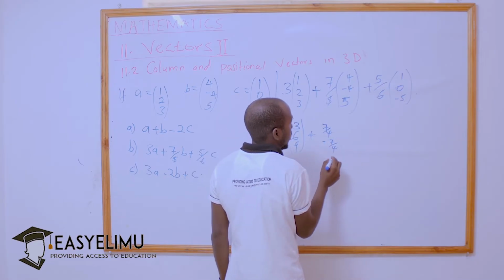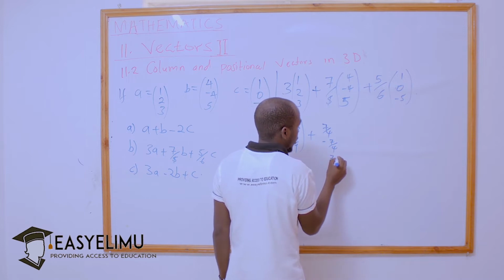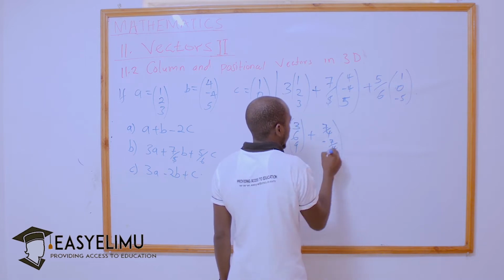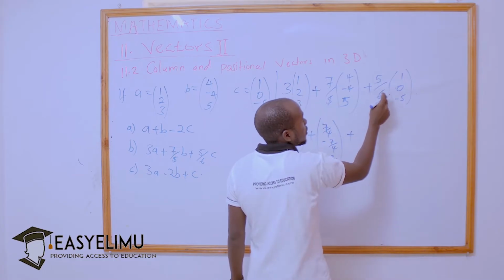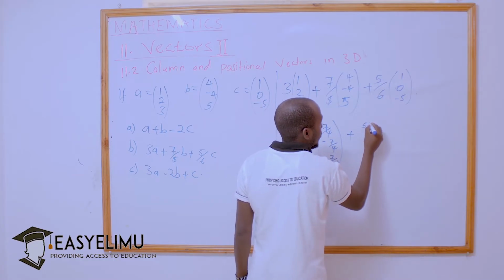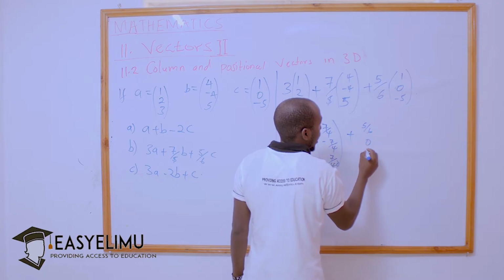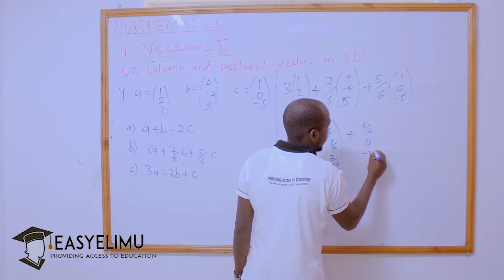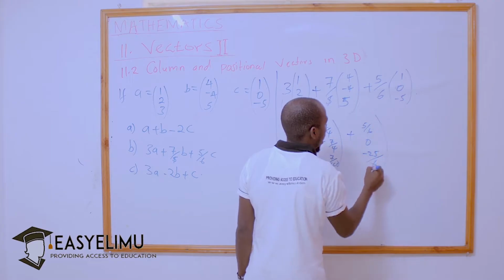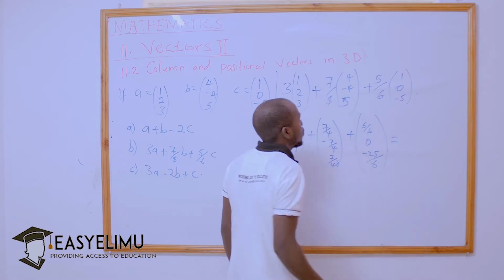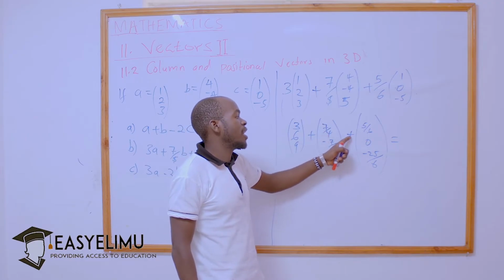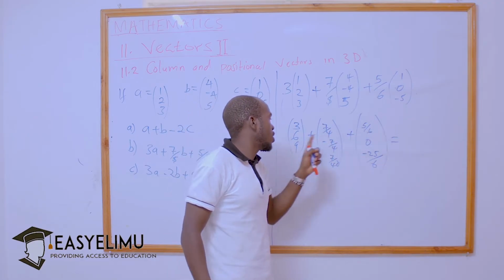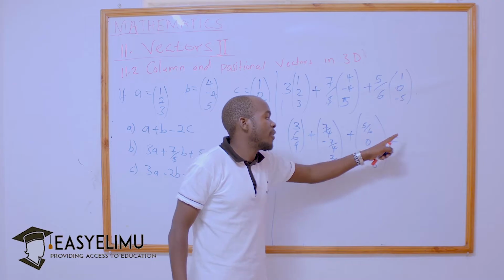And this other one will give you 7 over 40. If you open, and here you will have 5 over 6 multiplied by there, you are going to have 5 over 6, 0, and then negative 25 over 6. After doing this, I will leave this one for you to add: you will take 3 plus 7 over 4 plus 5 over 6, you find the value. The same applies to this, you find the value.